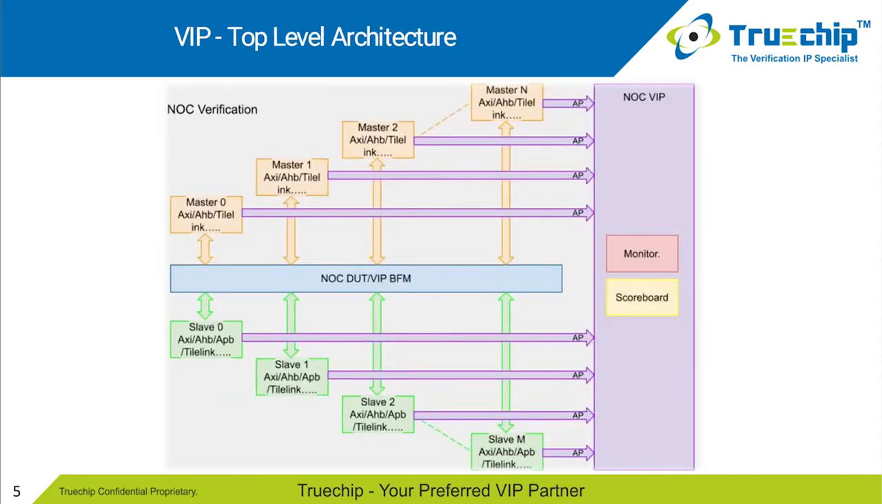This is the VIP's top level architecture. As you can see here, n number of masters and m number of slaves are possible. The VIP collects data from each interface and compares data for data integrity checks across the NoC.